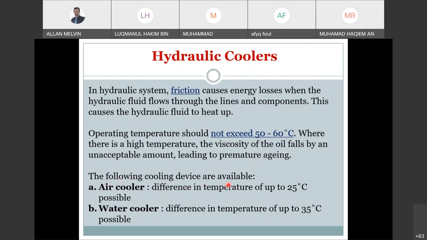So the following cooling devices are available. Usually we use two mechanisms. Air cooler: it can compensate up to 25 degrees from the environmental temperature. Usually our room temperature is around 27 degrees Celsius, so it can cover up to another plus 25, which is just over 50. So it's within this level. If your hydraulic system is at just over 50 degrees, you can use an air cooler. Or a water cooler, where you can have a difference of up to 35, meaning near 60 degrees Celsius. If it's more than that, don't. You need to maintain it at not more than 50 to 60. If you want it to be more efficient, keep it around 50.